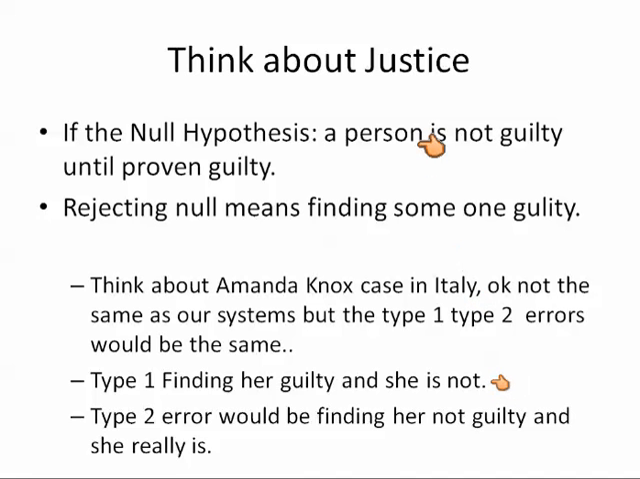right? Because we're rejecting the null hypothesis. That means you find her guilty and she's truly not. A type 2 error would be finding her not guilty and she really is. As you can see in the Italian system, they're struggling with that. They've found her guilty, then not guilty, and then guilty again, and so they're struggling back and forth.